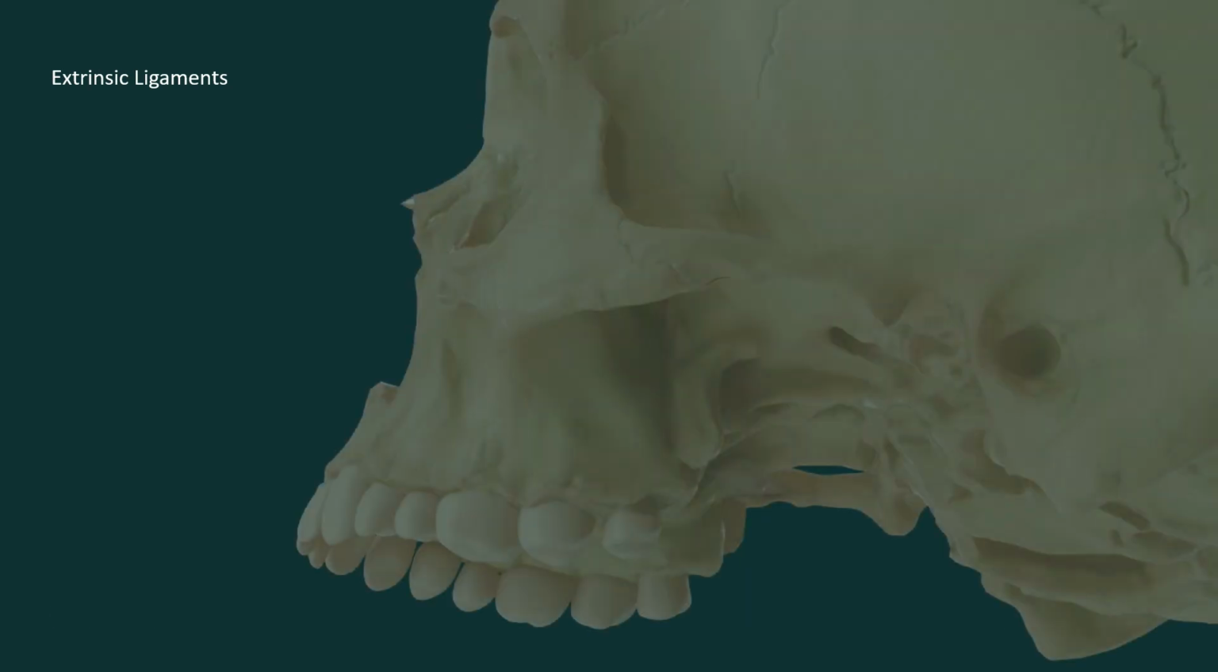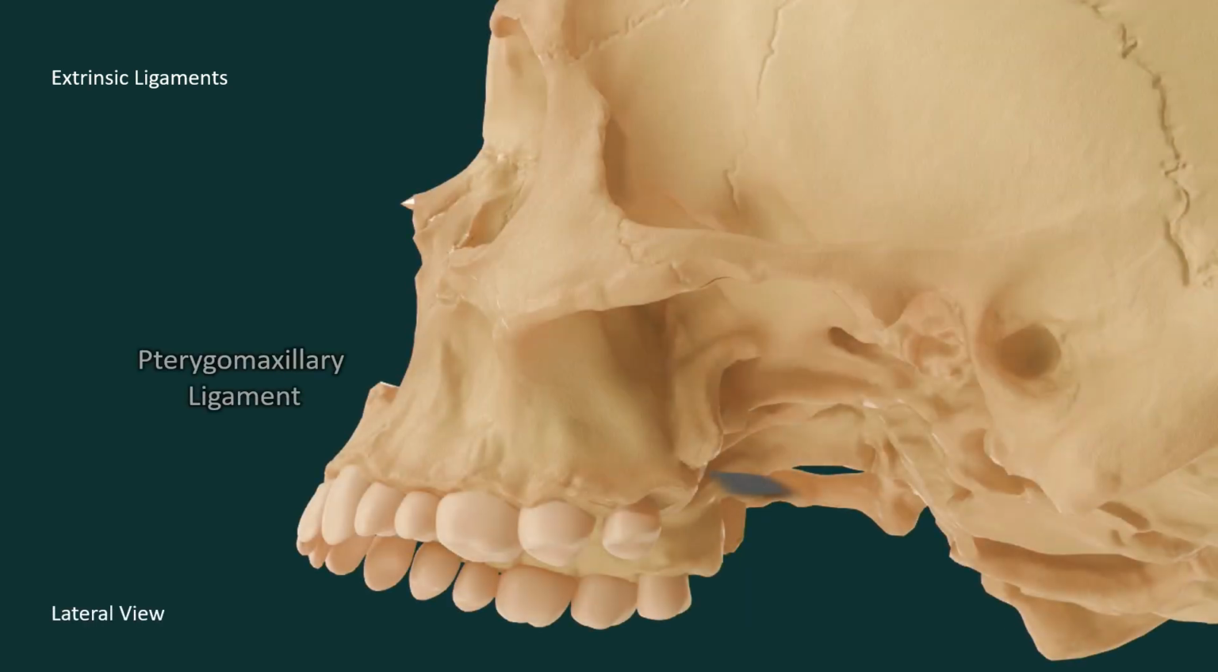Thirdly, we have the pterygomaxillary ligament. Now, on each side, the pterygomaxillary ligament is a fibrous band extending between the tuberosity of the maxilla posterior-inferiorly to the tip of the pterygoid hamulus.